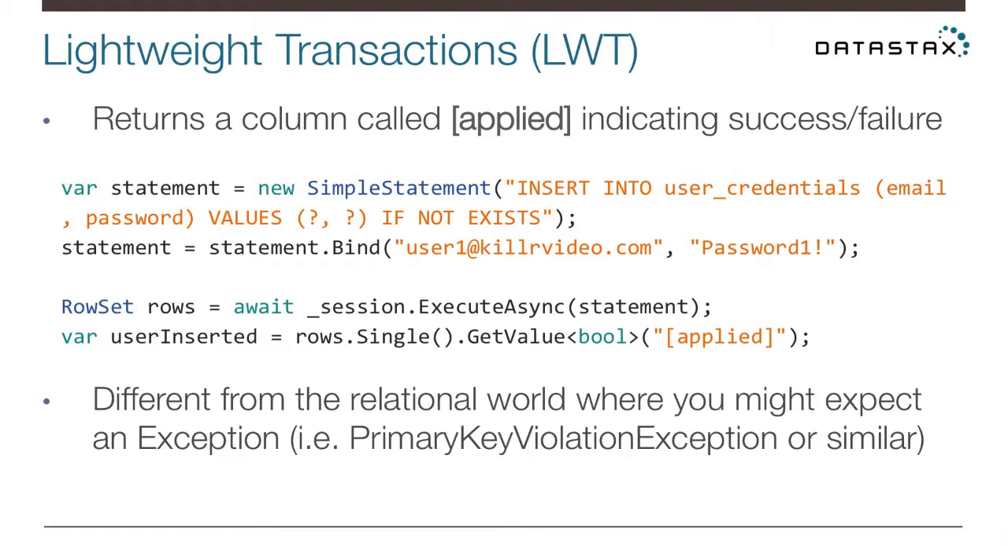And you'll see that when I actually execute that statement, what comes back is a row set, but I'm going to get a single row back, so that's why I'm doing rows.single here. And you're going to actually get a special column back that's called applied, and it's inside of square brackets. That column is basically going to tell you whether or not the mutation you just tried to do, whether or not the insert you just tried to do, the new user you just tried to create, was successful or not. This might be different than what you would expect if you've done a lot of stuff with relational databases before. You might expect some sort of primary key violation or a unique constraint violation or some sort of exception basically to be thrown. Not the case with Cassandra. You'll get this column back that says true or false, basically whether or not it succeeded.